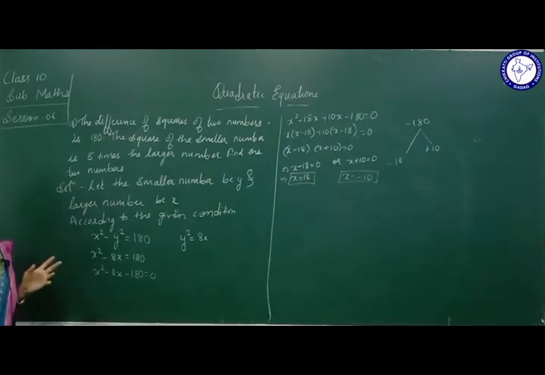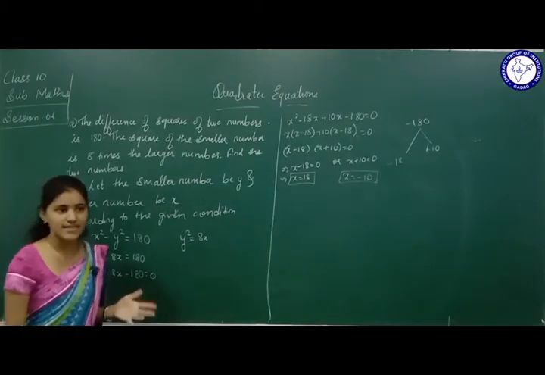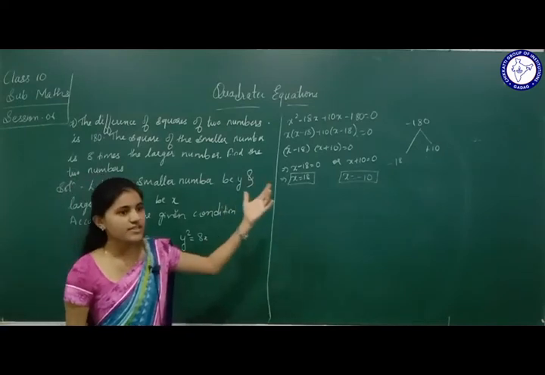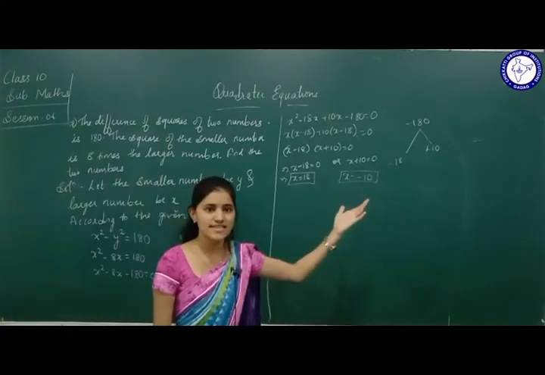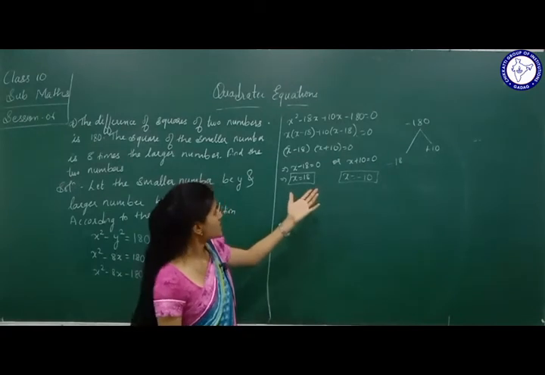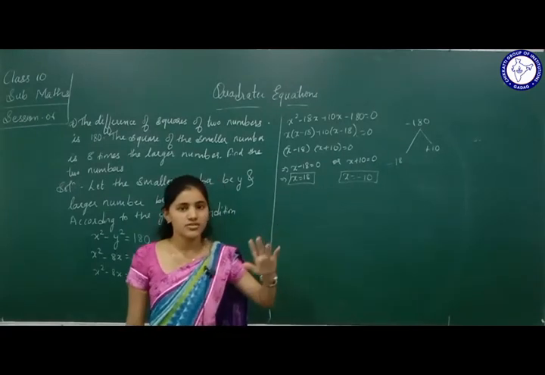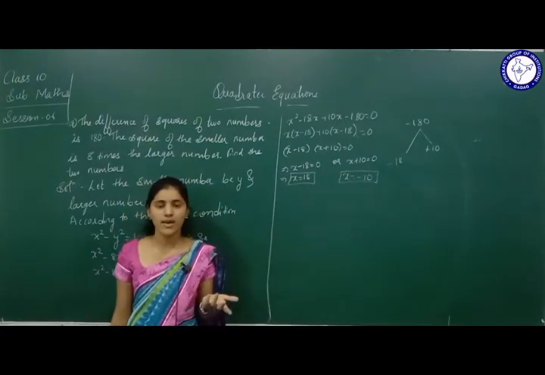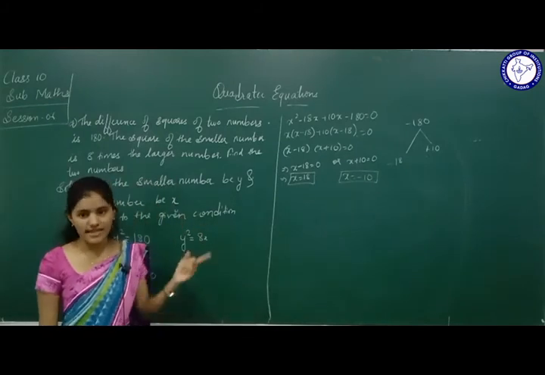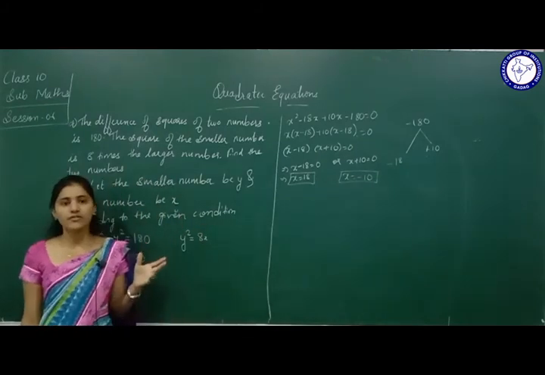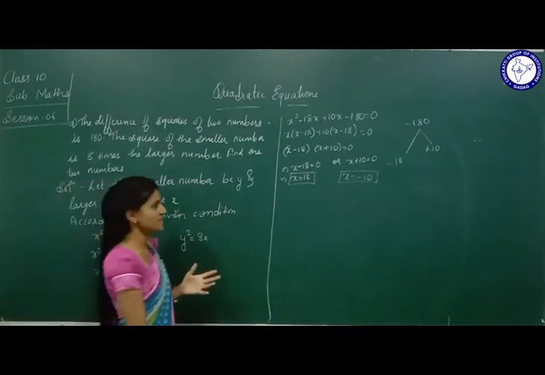See, we cannot take the larger number as negative, right? Since we cannot take the larger number as negative, we are going to consider the larger number positive itself. So x is going to be 18. What I'll write is, however, the larger number cannot be negative.